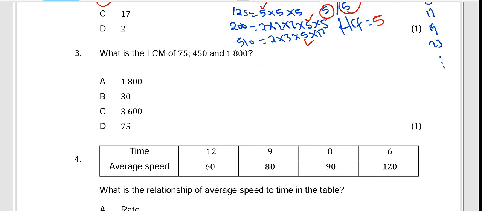What is the lowest common multiple of 75, 450, and 1800? We're going to use the T diagram again, guys. For you to get the correct answer, using a T diagram is the easiest way.